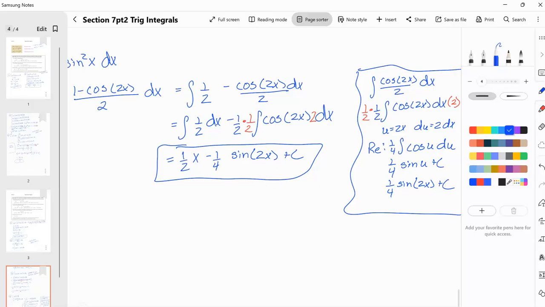In the next section, we're going to take trig integrals to a different level. We're actually going to use trig to help us solve different types of integrals.